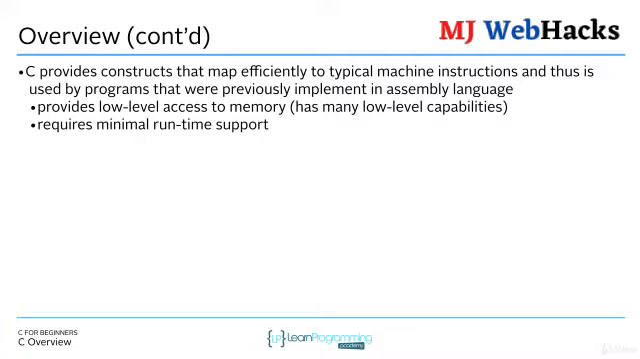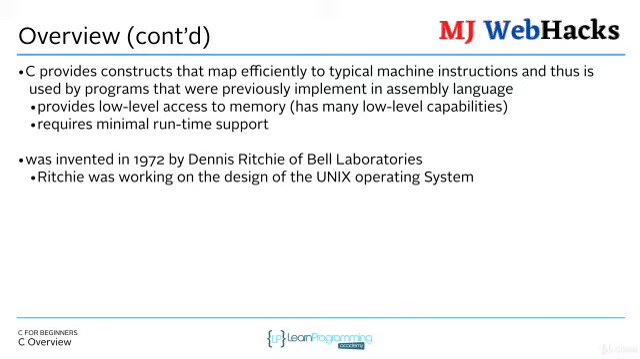A lot of drivers are written in C, and it requires minimal runtime support. The reason for this, again, is because it easily maps to assembly instructions. Now, a little history about C: it's an older language. It was invented in 1972 by a guy named Dennis Ritchie of Bell Laboratories. He was working on the Unix operating system, which is a precursor to Linux. It's basically an operating system that's running on different hardware.